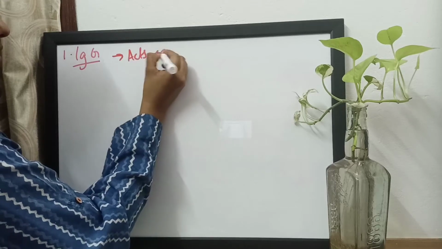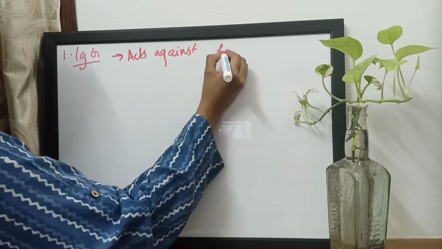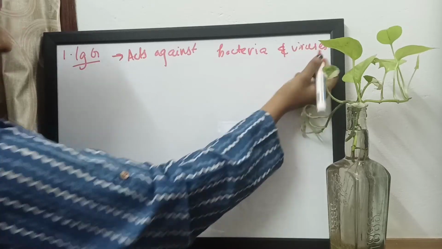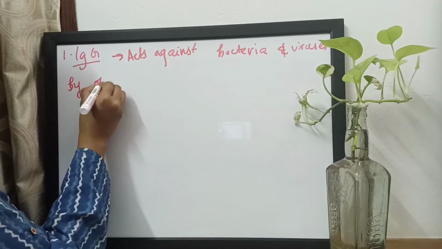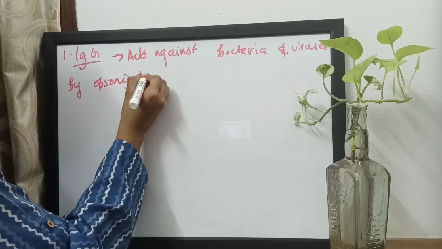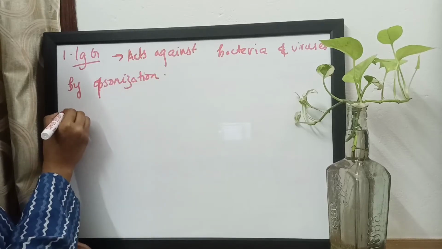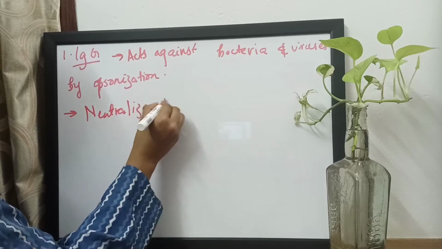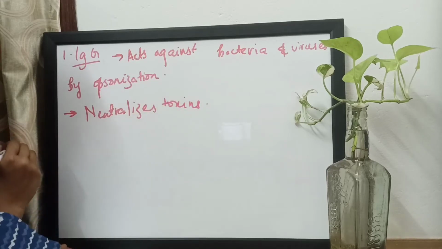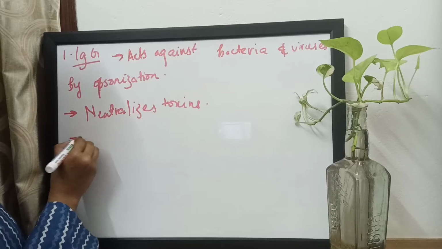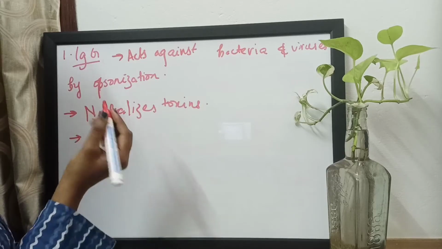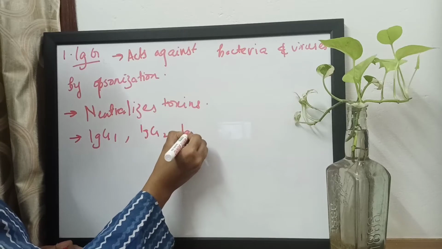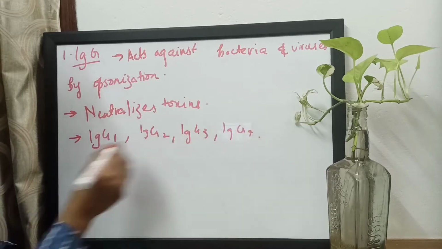IgG acts against bacteria and viruses also, not just bacteria, viruses. By which process? By the process called opsonization. It also neutralizes toxins. There are 4 types of immunoglobulin G. We are not going to look deeply into it. I am just saying the subtypes so that you know about it. IgG1, IgG2, IgG3 and IgG4. These are the subtypes.